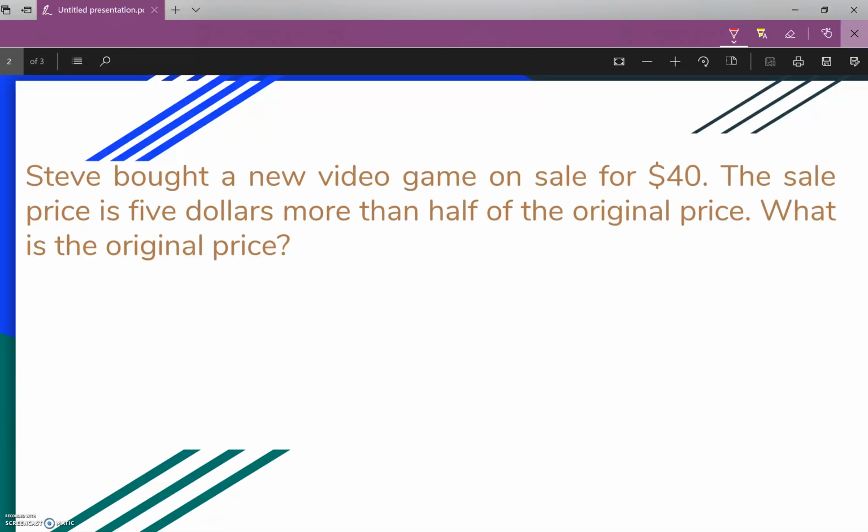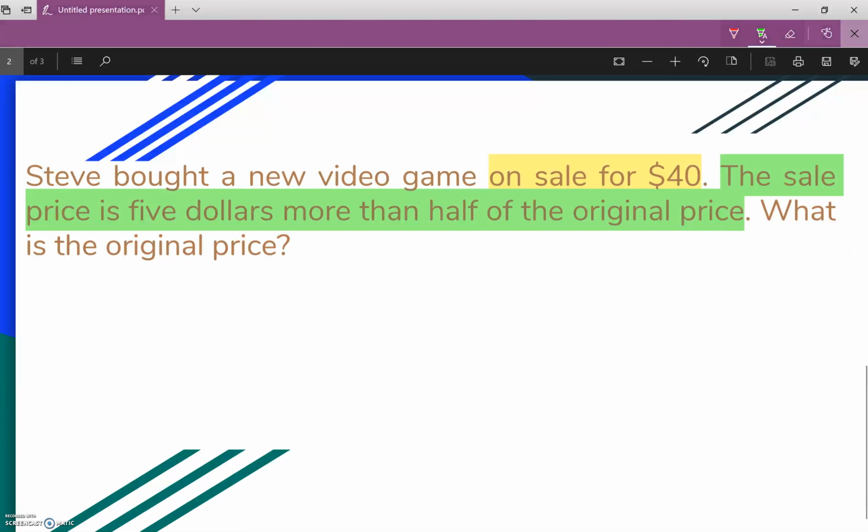So we're going to use those skills, writing expressions, and we're going to try to create and solve an equation here. So Steve bought a new video game on sale for $40. The sale price is $5 more than half of the original price. So what is the original price? So highlighted in green here, we're going to write an expression. The sale price is $5 more than half of the original. So the original is the unknown.